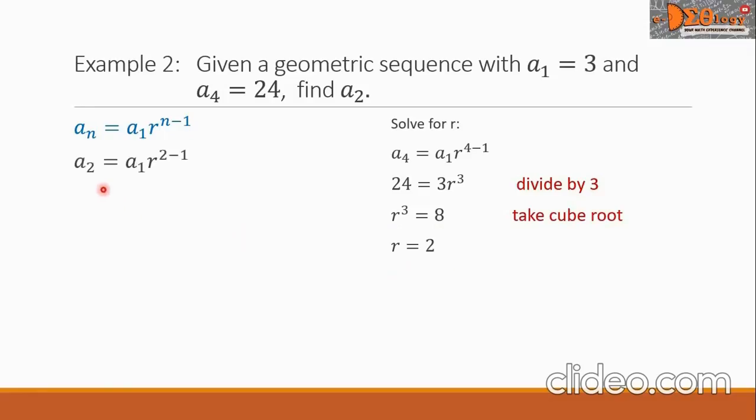Now we are ready to get a sub 2, and this is equal to a sub 1 times r raised to 2 minus 1. And the power is simplified into 1. Let us now substitute the first term and the value of r that was derived here. So we have a sub 1 is 3 as given here, times r is now 2 raised to power 1. So simplifying further, our a sub 2 is equal to 6. So this is our final answer.